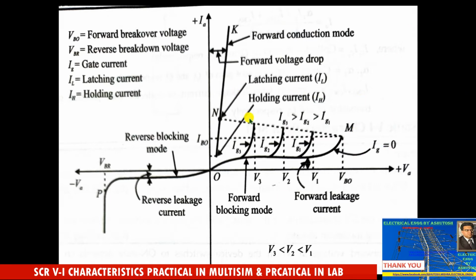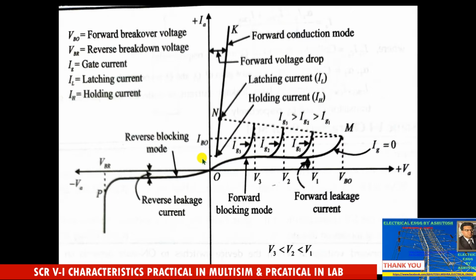And what is holding current? This is the minimum value of holding current. It represents the minimum value of anode current that can flow through the SCR while it is still held in the on state, and the accompanying voltage is termed the holding voltage. If the forward anode current is reduced below the holding current, the SCR will be turned off. This is the zero gate current condition, Ig equal to 0.